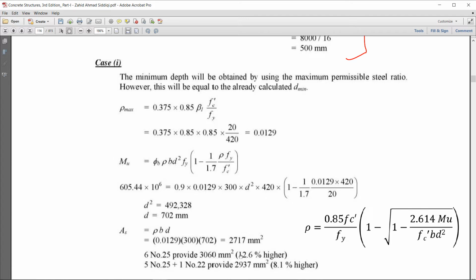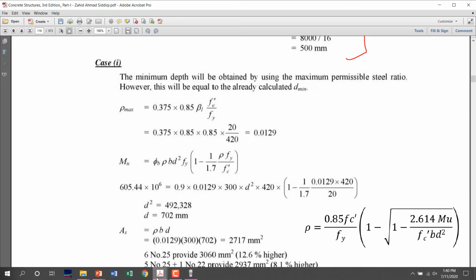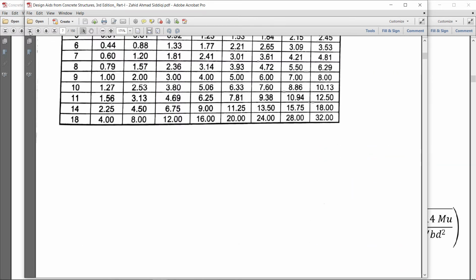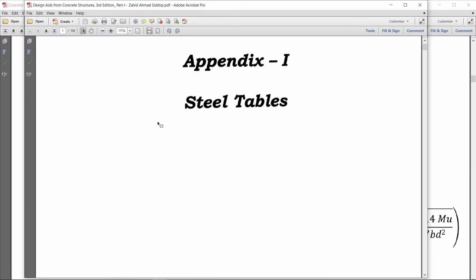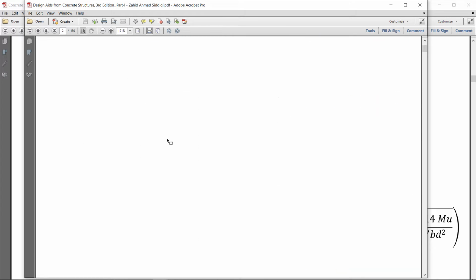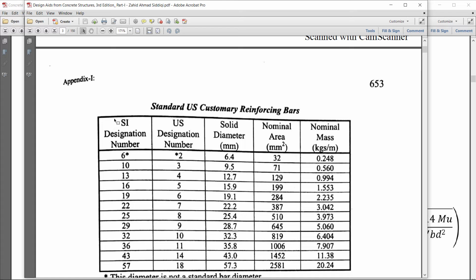In this example, the author has mentioned you have to use the US customary bars. These are SI bars, but for US bars, you have to go to the start of the appendix of steel tables. The same steel tables are present at the end of the book. These are the bars you have to use, US customary bars.